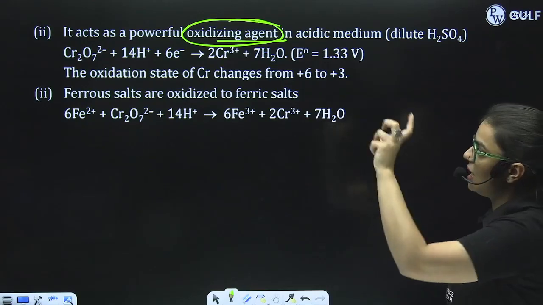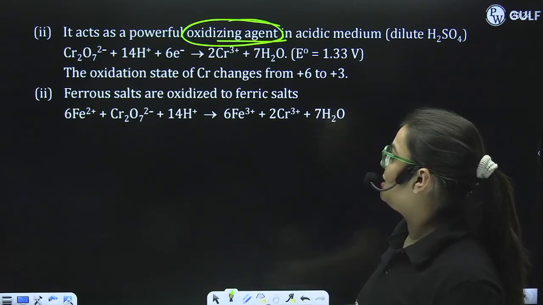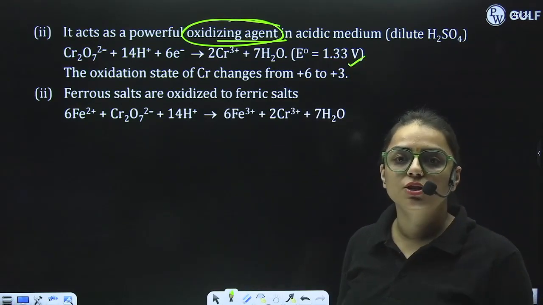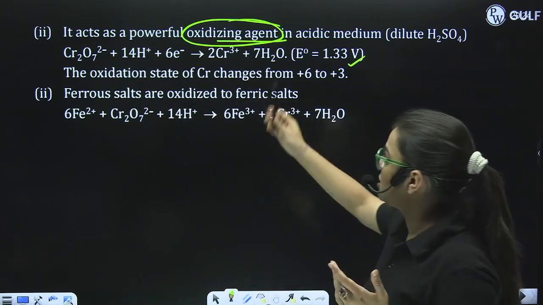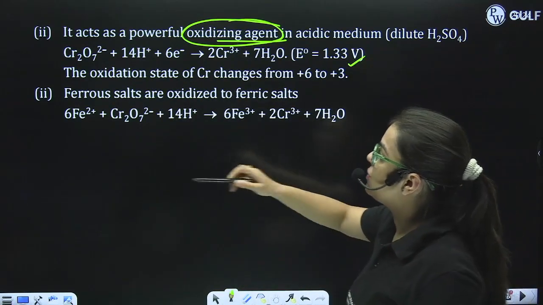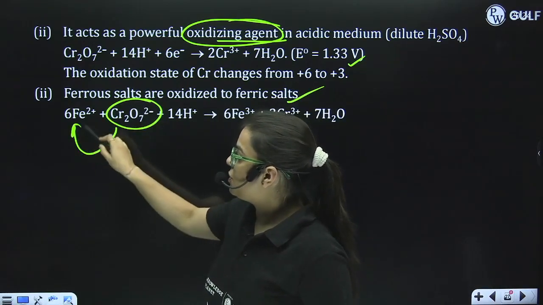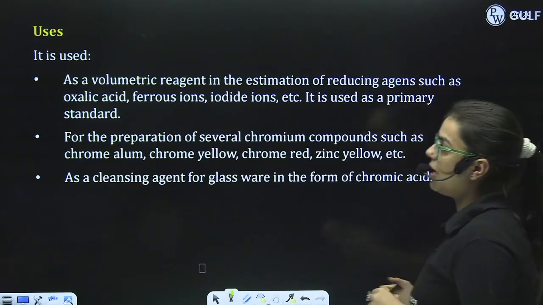Generally, a question is asked that in acidic medium, basically it acts as a powerful oxidizing agent, and they can ask you the reaction as well, right? Because here the question arises from the oxidation state. What is the change in oxidation state? So it changes from +6 to +3 basically. Clear? And even ferrous salts are oxidized to ferric salts. When you react this with Fe+2, Fe+2 will change into Fe+3. Clear everyone?